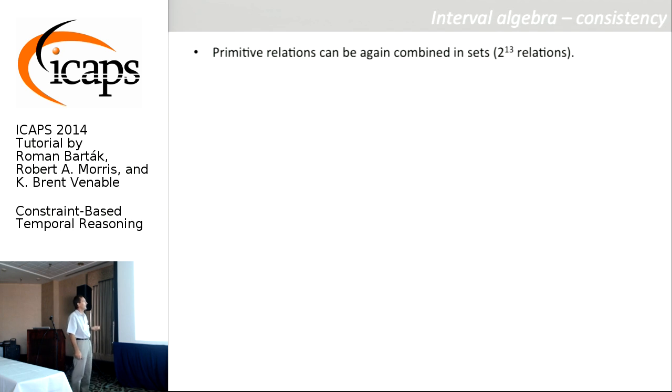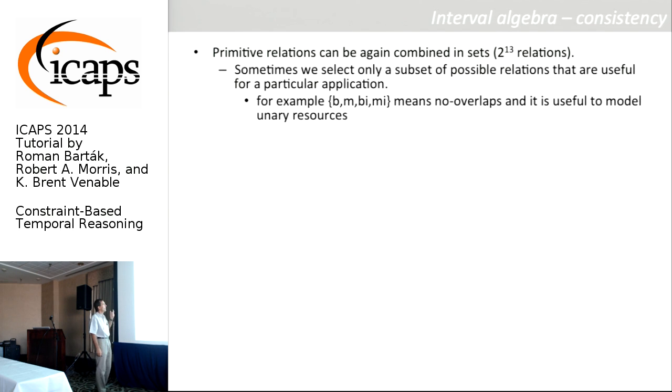So, of course, that's quite a lot of relations. So sometimes if you want to solve a particular problem, we don't need to work with all these possible combinations of relations. So for example, if we want to model a unary resource, a resource where 2 activities cannot be processed at the same time, so no overlap of activities is allowed. To model a unary resource, it's enough to have just the relations before or meets, and the reverse, after and met by. And that's it, right? So we can work just with a subset of these relations to model a particular world.